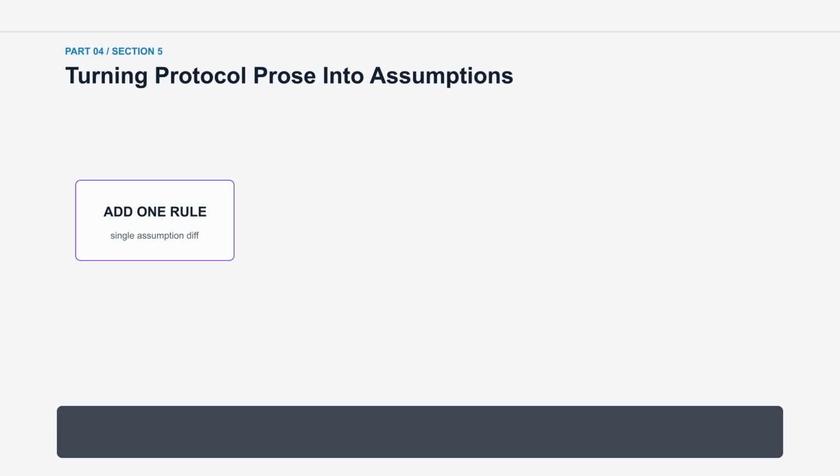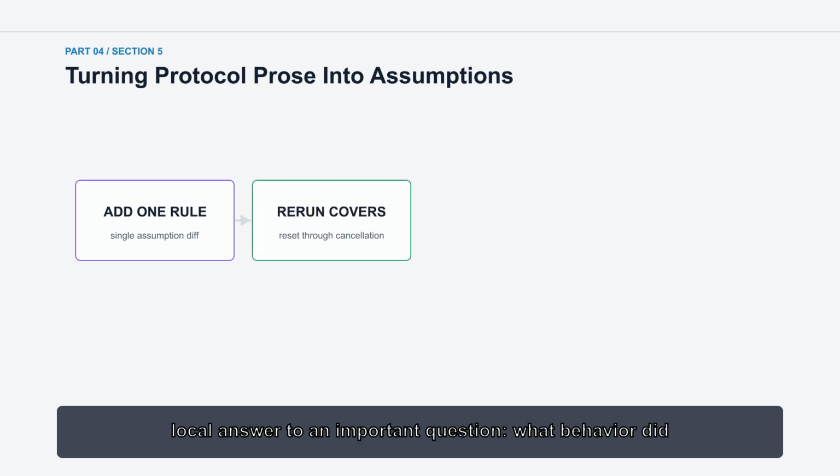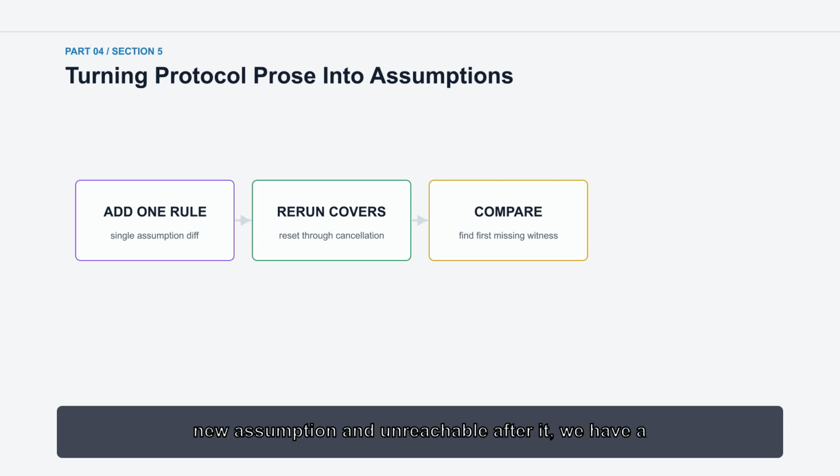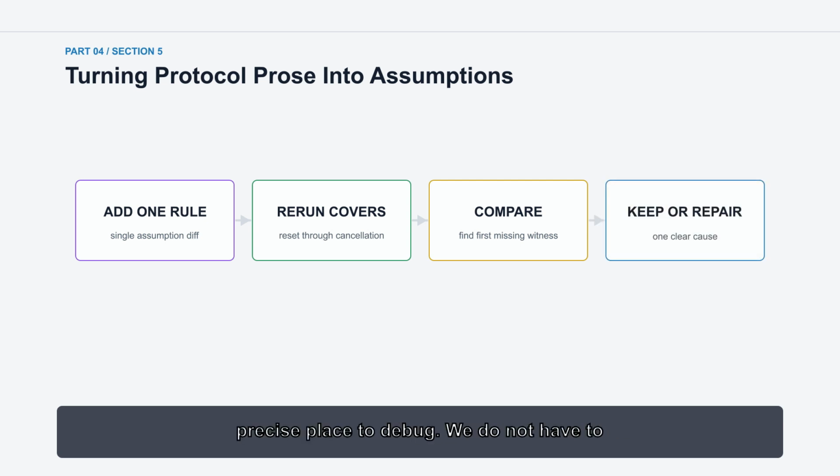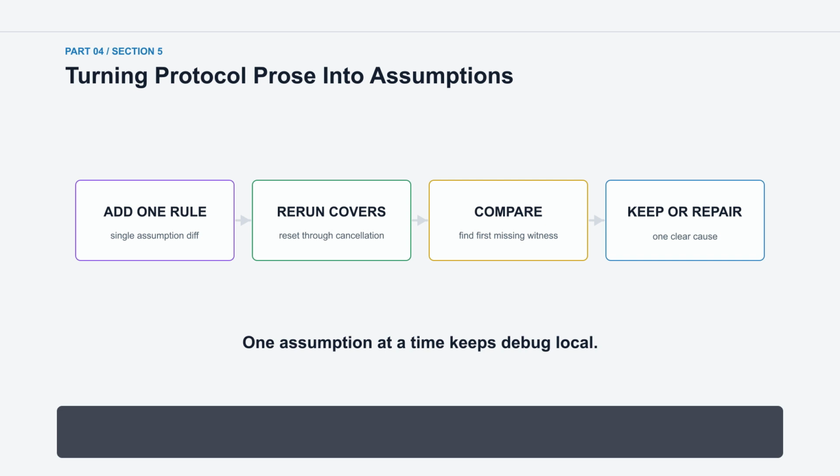After adding each assumption, rerun the small cover ladder. This gives us a local answer to an important question. What behavior did this line remove? If a request was reachable before the new assumption and unreachable after it, we have a precise place to debug. We do not have to wait until 30 assertions all pass suspiciously.